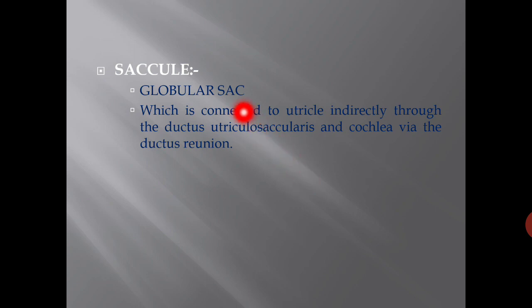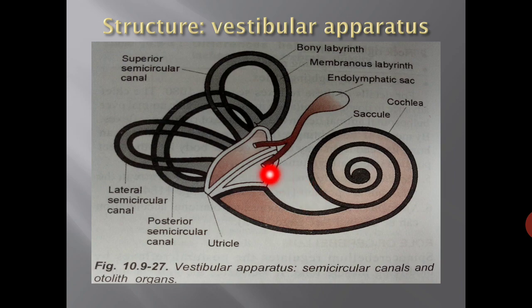Now another cavity is the saccule, which is smaller than the utricle. It is a globular sac, which is connected to the utricle indirectly through the ductus utriculosaccularis, and it is connected with the cochlea via the ductus reuniens. So on one side it is connected with the utricle, and on this side it is connected with the cochlea by means of the ductus reuniens.